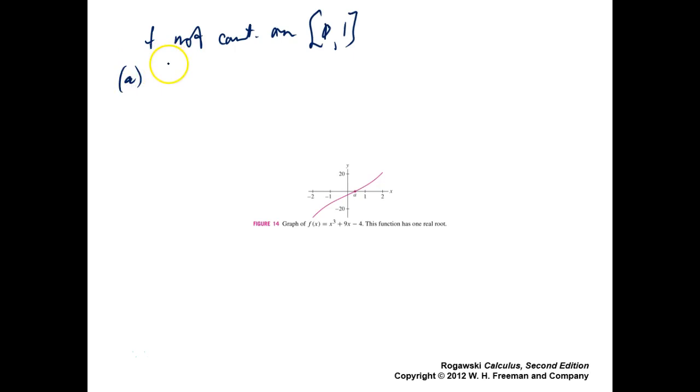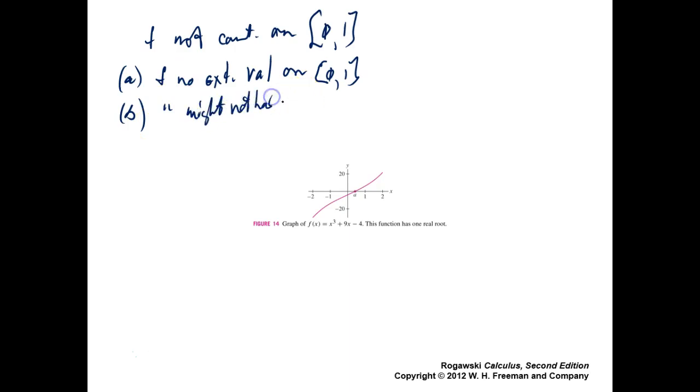A, f has no extreme values on 0 to 1, or B, f might not have any extreme values on 0 to 1. I'm just going to put EVs for extreme values. Which of those would be the correct conclusion? If f is not continuous on that interval, does that mean it has no extreme values, or it might not have any extreme values?